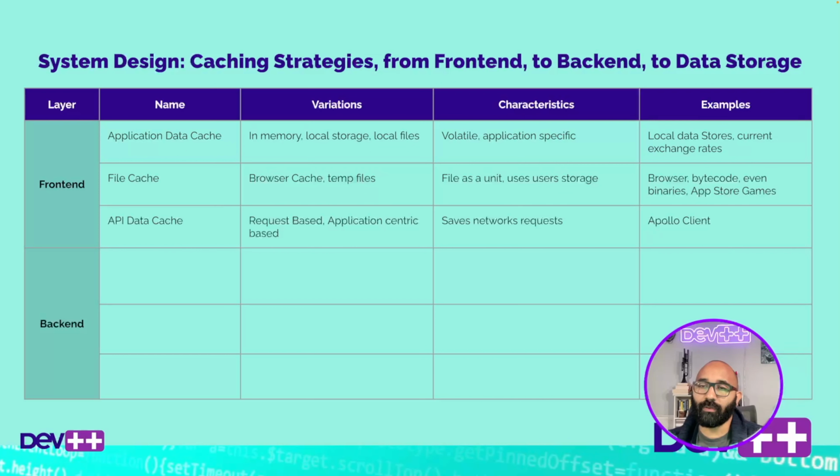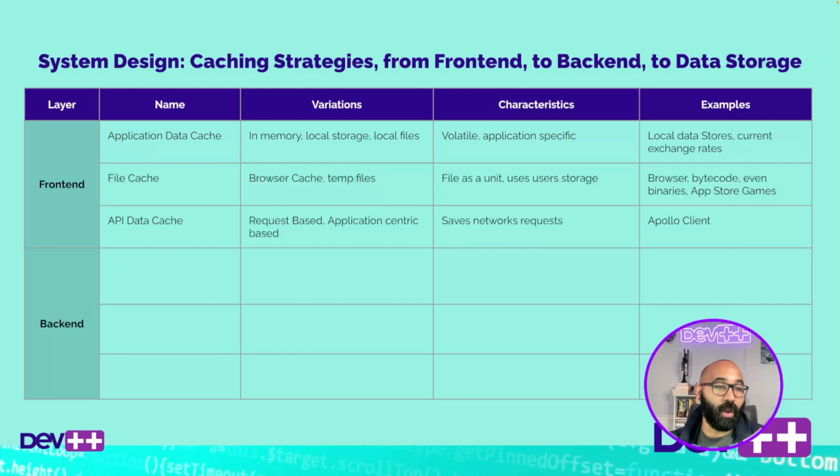Some of the examples are local data stores. Let's say that you're building an exchange application that needs to compute something on the interface. You first store or fetch the current exchange rates, and you store that in memory to avoid the system having to fetch those every time a calculation is required, right?